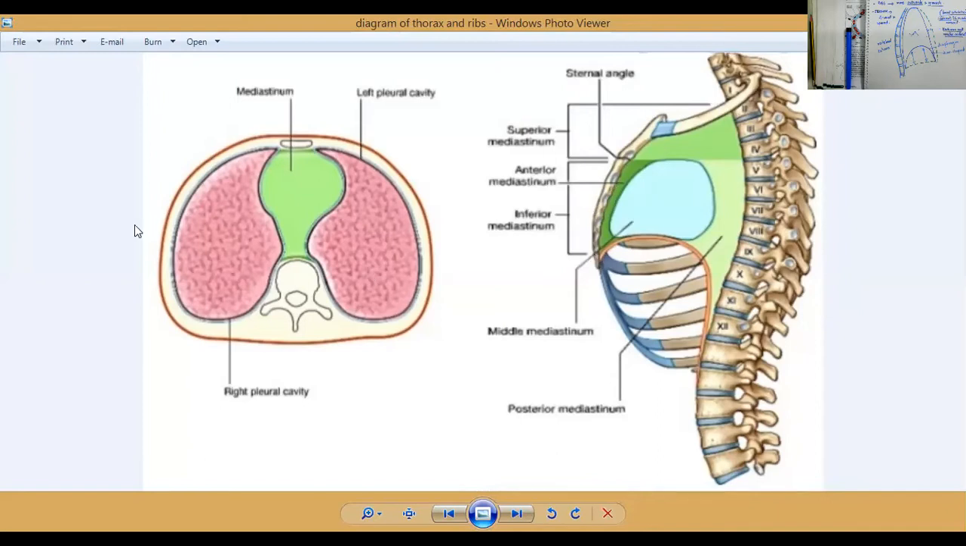So I was first showing you the cross section. This is the cross section. Okay, please follow my cursor. This is the cross section. So again, you can see the sternum at the front, vertebra at the back.